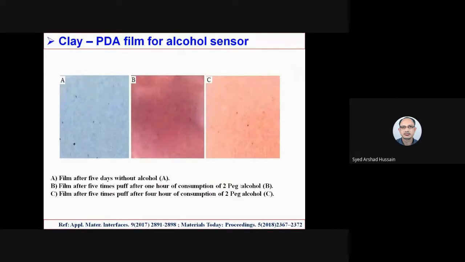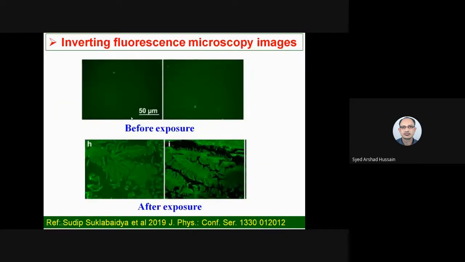Then another example is a clay PDA system for alcohol sensor. You see, this is a simple image taken by a digital camera in blue phase. Then this film is put in front of the mouth of a drunk person and he gave a puff. You see the color changes. And after some time also it responded. So color change occurred. Similarly, you can see this is before exposure to the drunk person, and after, you see the structure also changes.